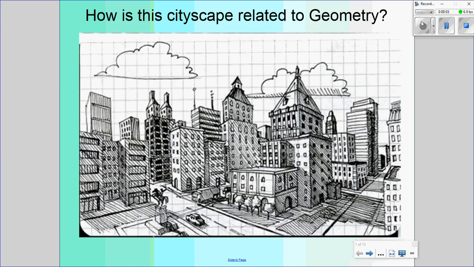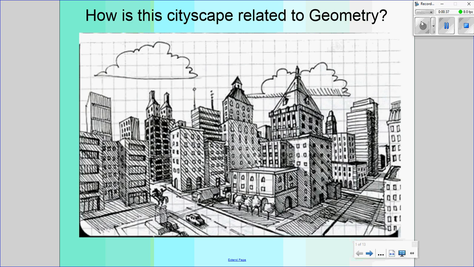Hi, welcome to geometry. Before we start our first unit, we have this question. How is this cityscape related to geometry? Well, we know this is a city, could be any city, New York City, Toronto, Paris, Chicago, whatever. And you notice the buildings. Each building has its different forms, a lot of windows, and other things with it. So how is it related to geometry?